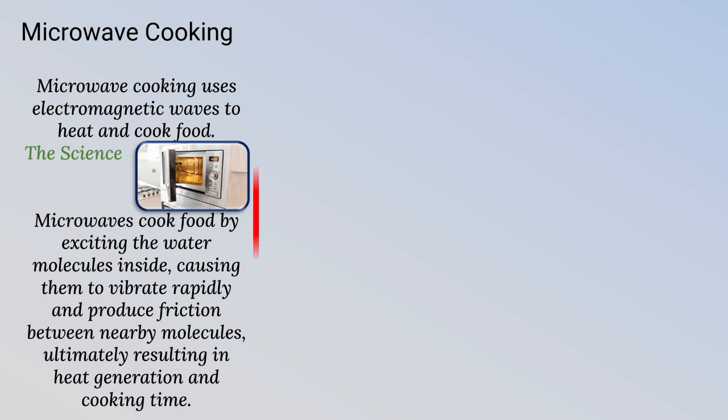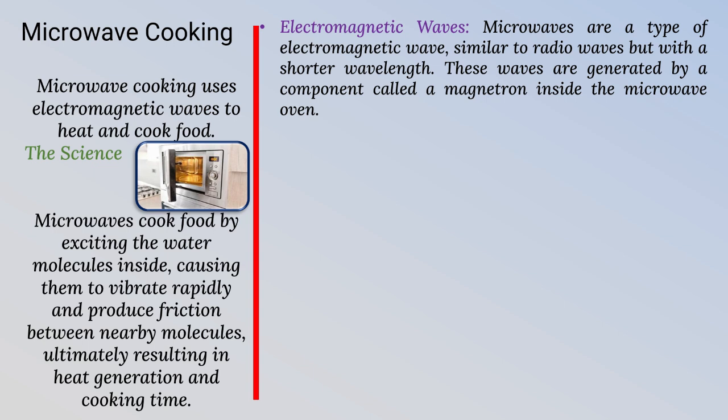Let us take it a little more further. Electromagnetic waves. Microwaves are a type of electromagnetic wave similar to radio waves, but with a very short wavelength. I'm not explaining what wavelength is, because I have no intention to take you to the level of a scientific researcher. These waves are generated by a component called a magnetron inside the microwave oven. So the waves are generated through a component which is known as a magnetron.